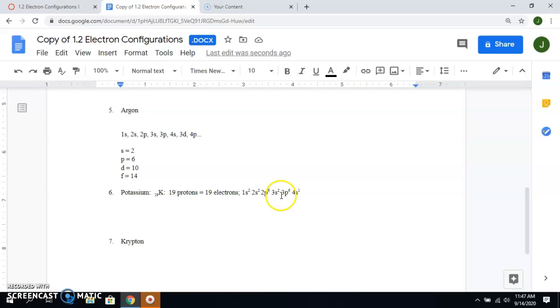And now if we take a look, the sum of the exponents is going to add up to 19 electrons. 2, 2, and 6 is 10. There's 12, 18, 19. So that's how you write the complete electron configuration for potassium.